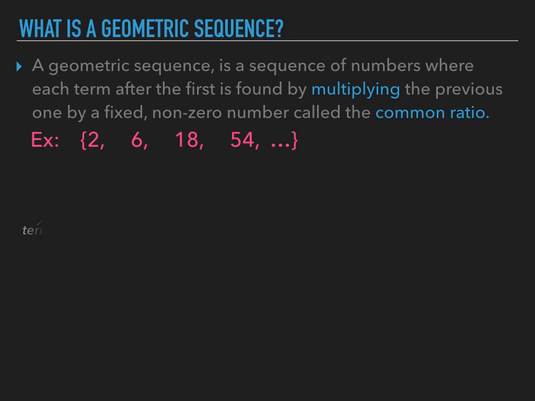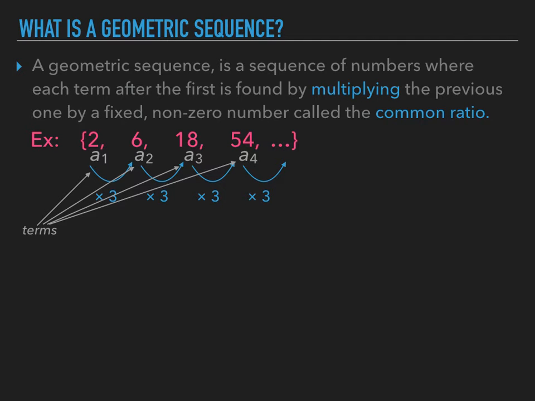The numbers are called the terms of the sequence, and in this case, the sequence is growing as we read from left to right. And so we'll be multiplying by a number bigger than 1. And the number we're multiplying by in this case is 3.